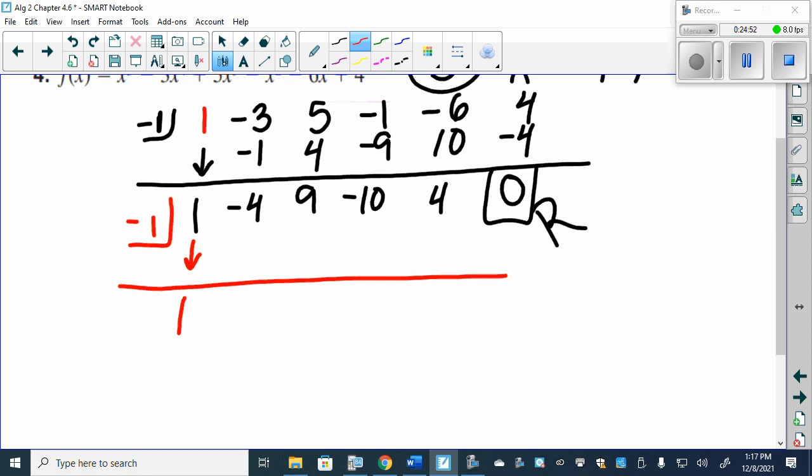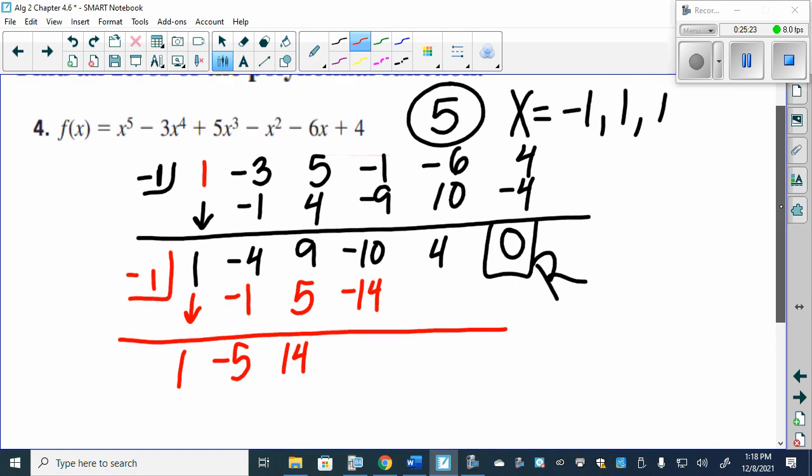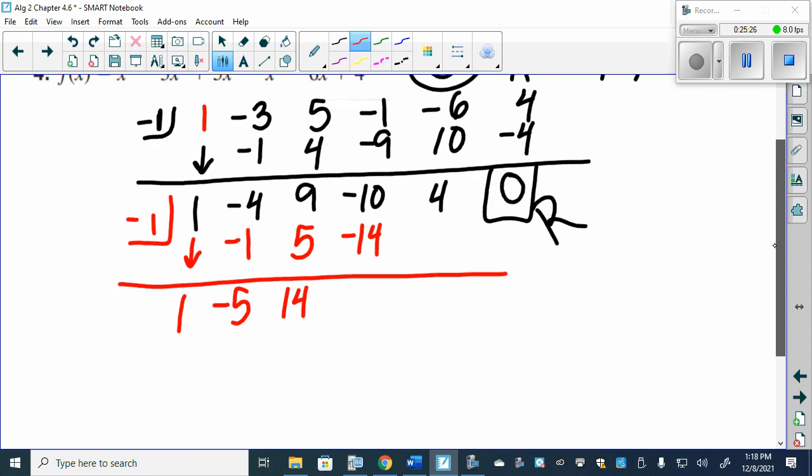So let's multiply through by -1. -1 times 1 would be? And then we add together, you get -5. Negative 1 times negative 5 would be 5. 9 plus 5 is? Negative 1 times 14 is? Negative 14. Yes, because that should be getting us something.